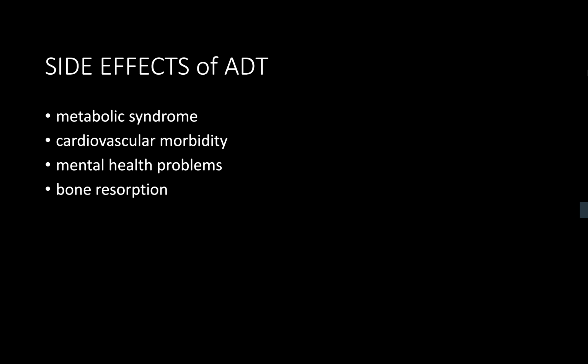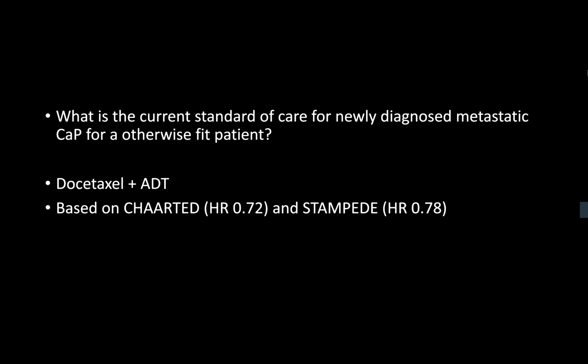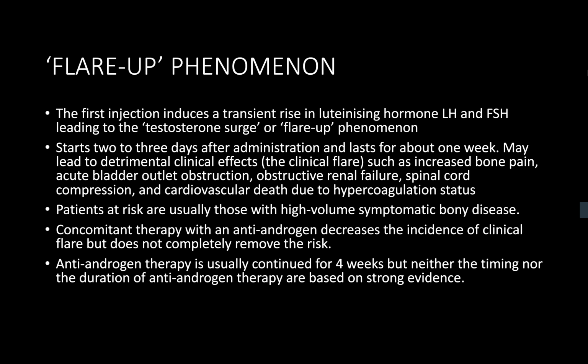How will you start the LHRH agonist injections? I will start him initially with anti-androgens in the form of bicalutamide 50 milligram a day, and after a week of bicalutamide, then I will give him an injection of goserelin, and then the bicalutamide needs to continue for another 2 weeks afterwards.